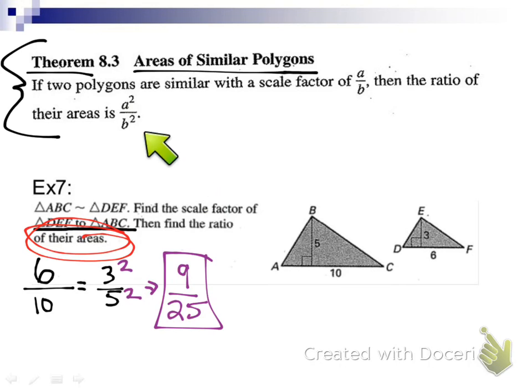So again, if you have the scale factor and you want to find the ratio of the areas, you just square the top, square the bottom. If you don't have the scale factor yet, you have to set it up. Remember, the scale factor is just the ratio of the side lengths simplified. So depending on what information they give you, that's how you set these problems up. Any questions?